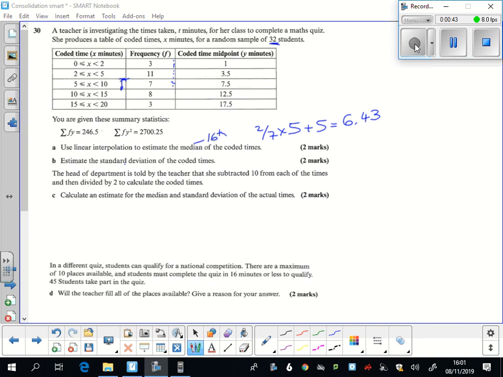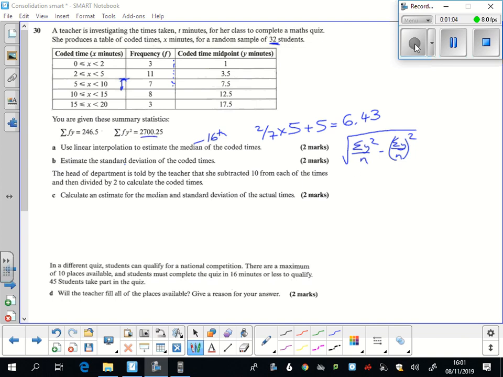Estimate the standard deviation. So you need the standard deviation formula, which is in your formula books. You add up all the squareds, divided by how many they are, and take away the mean squared. That's the variance. Square root it to get the standard deviation. And we've got all these numbers already.